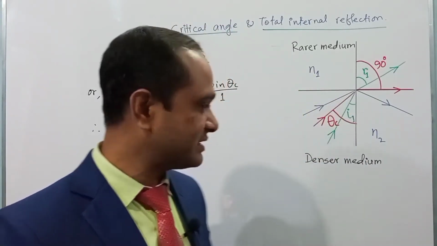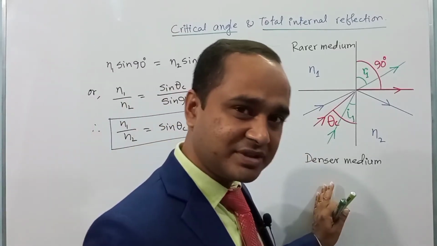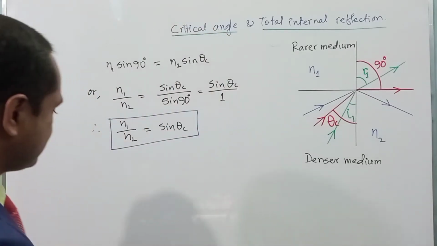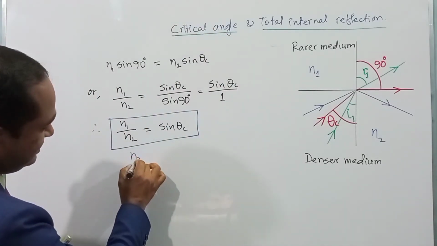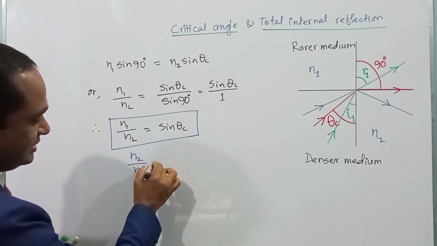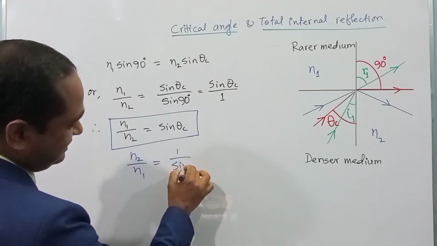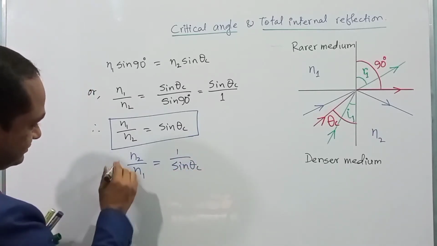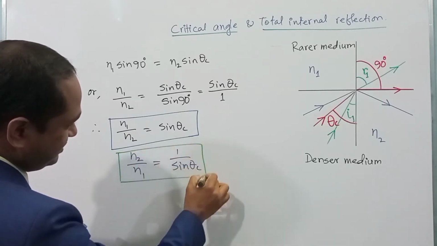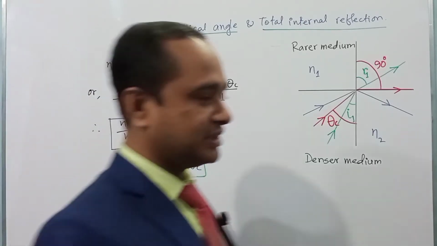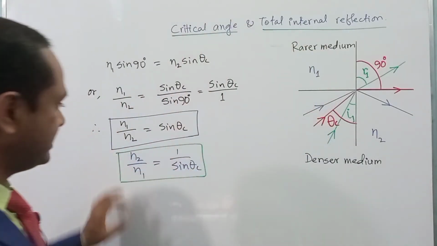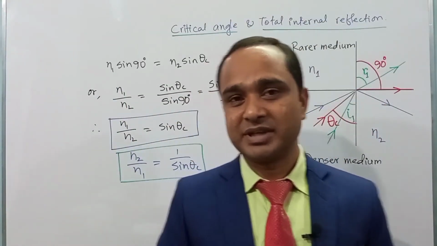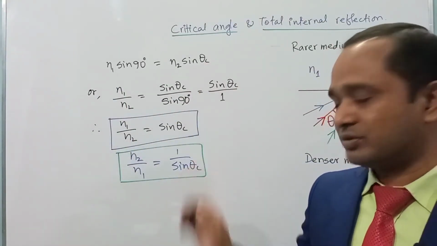But in most cases, the refractive index of the denser medium with respect to the rarer medium will be found in your question. That is, in the question you may find eta 2 divided by eta 1. So in that case we can write 1 by sin theta c. Dear student, this is also an expression relating the critical angle between two media and their refractive indices. This is a very important equation to solve some mathematical problems. I hope you got it.